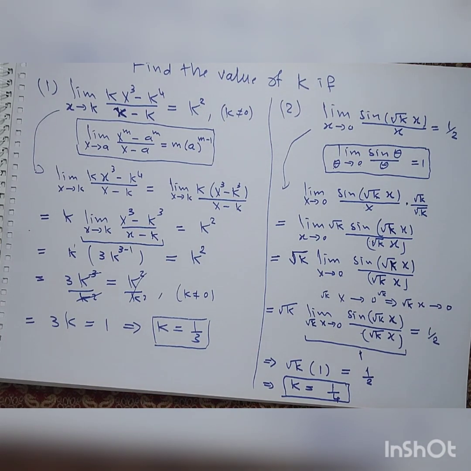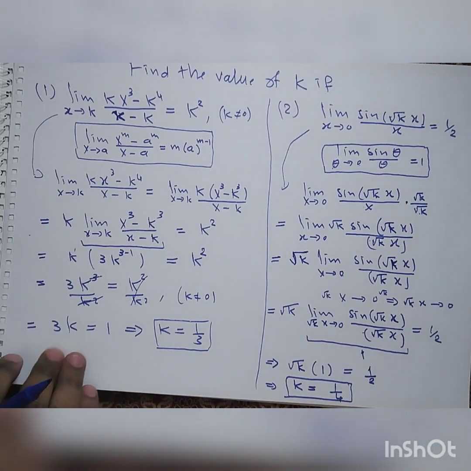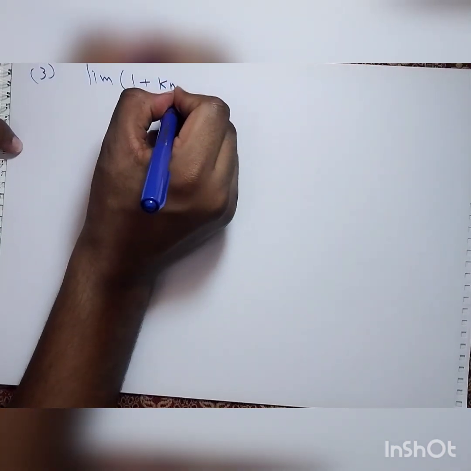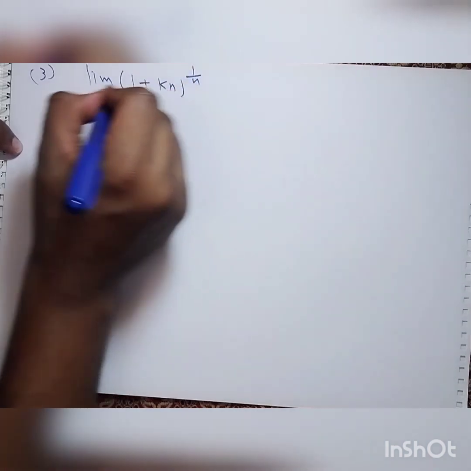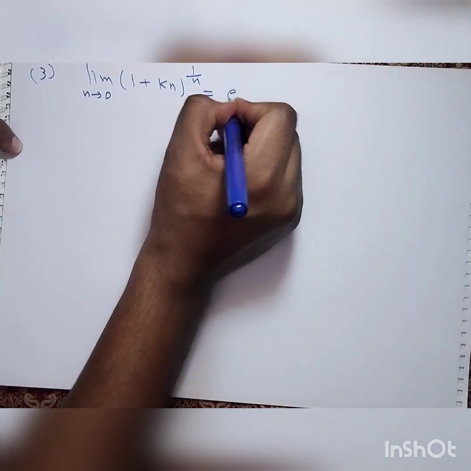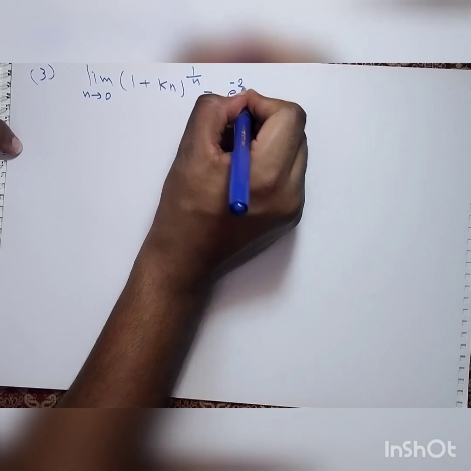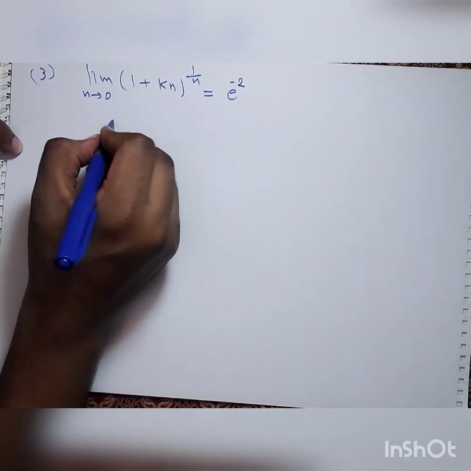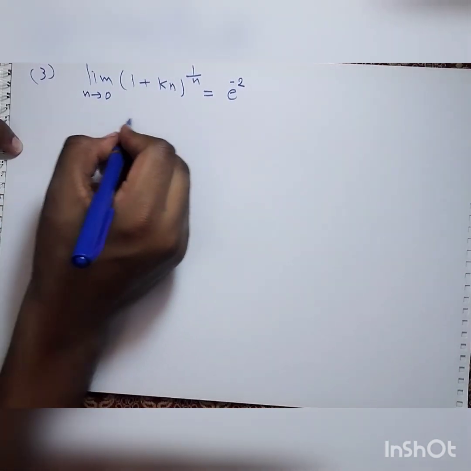So let us continue and also find the value of k for the following limit, the third one, and then we conclude this video. So the third one, we have limit of 1 plus k times n to the power 1 over n. When n approaches 0, that is given equal to e to the power -2. This is just Euler's number. And here the rule that we are going to apply in order to find the value of k in this case.